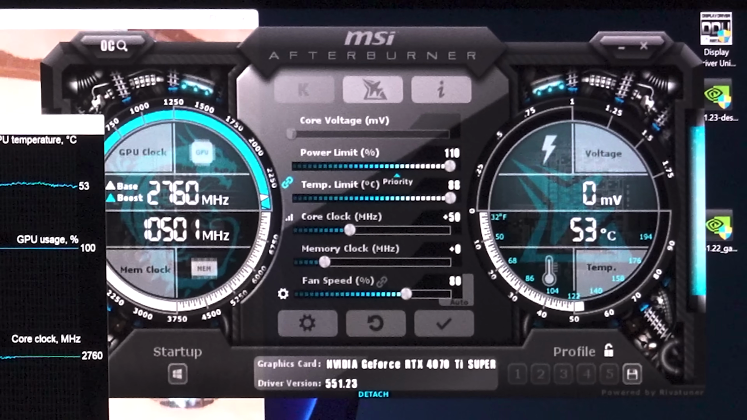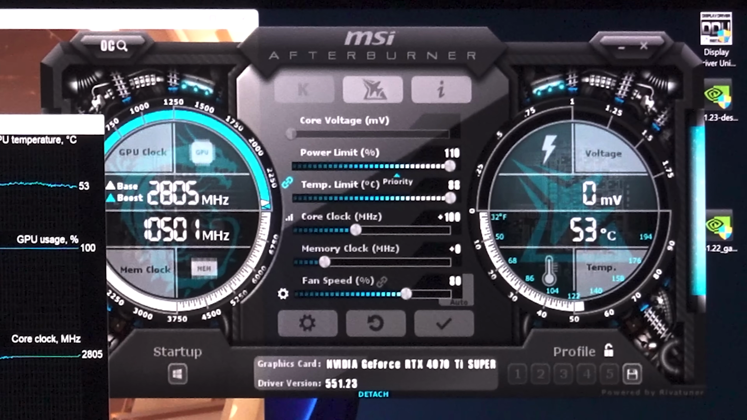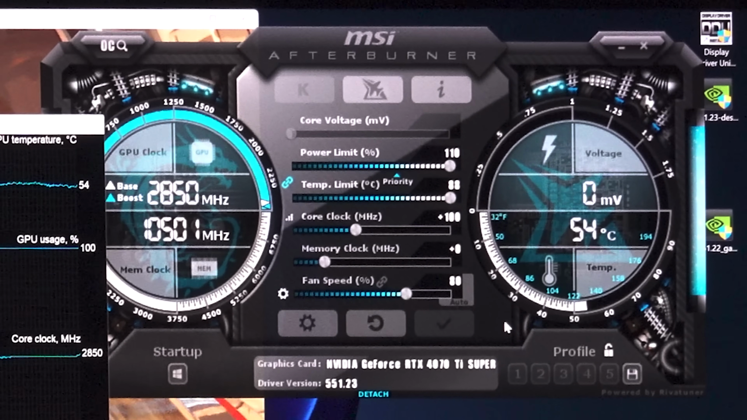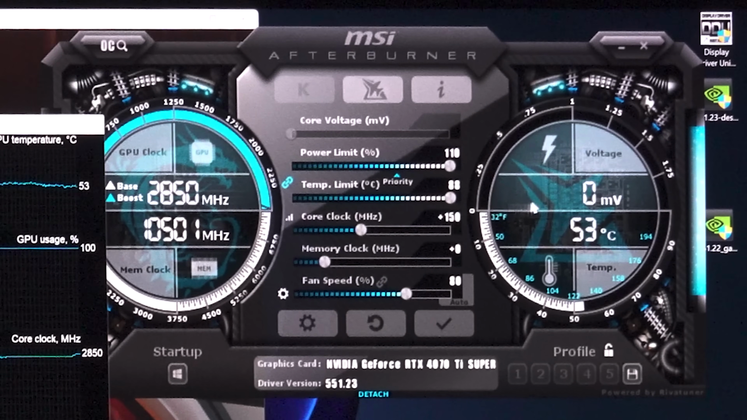So there we go, hit apply. 2805, going to 100. Now what I'm testing is just to see what kind of core lottery I've got here. Before even touching memory, I want to see how far I can push the core in something like Port Royal before we get a crash or any artifacting. So it's 2850.